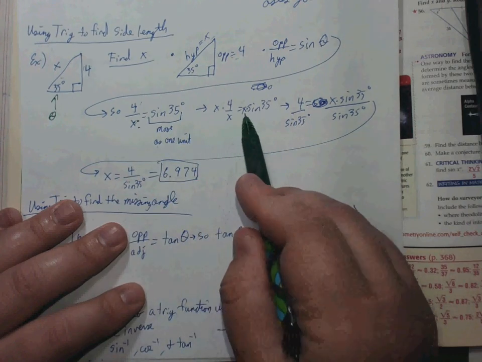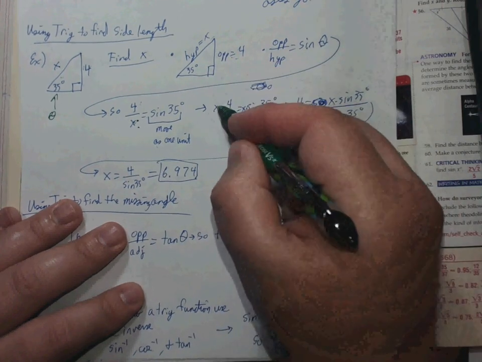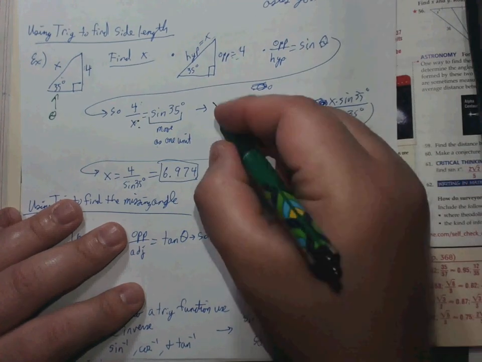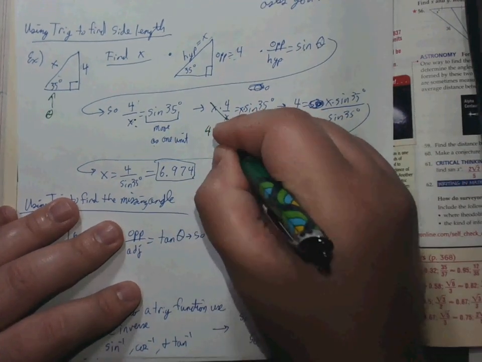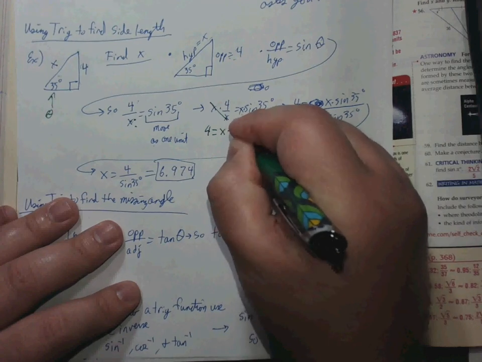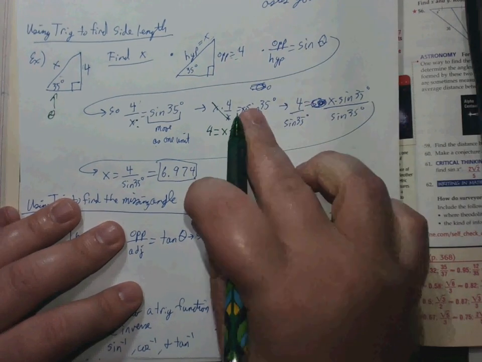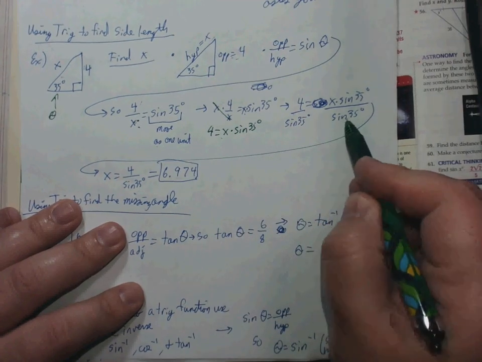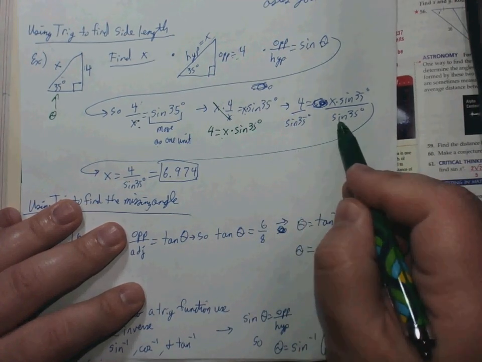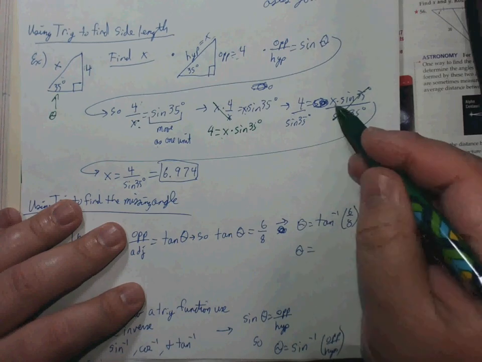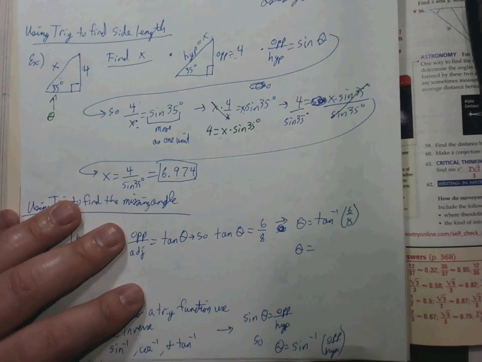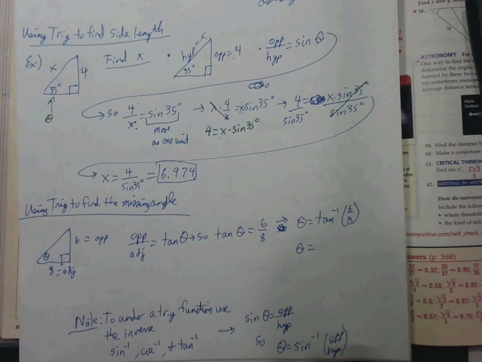Okay, so I'm going to solve for x. Meaning I'm going to multiply both sides by x, and so that ends up canceling. And so then I get 4 equals x times sine of 35 degrees. Then I divide both sides by sine of 35 degrees, and that cancels that. So I have x equals 4 over sine of 35. At this point, you've got to plug it in.